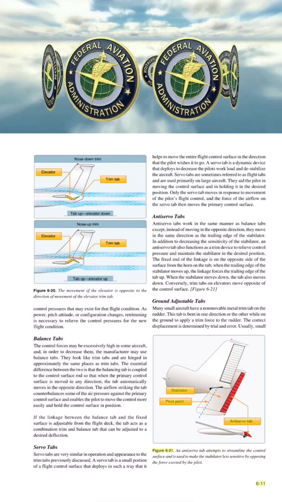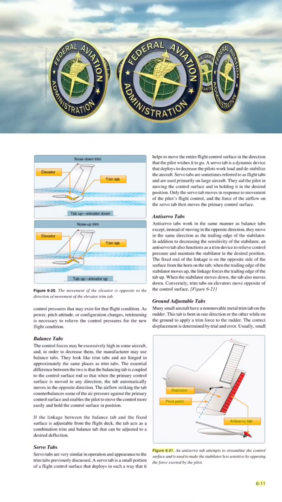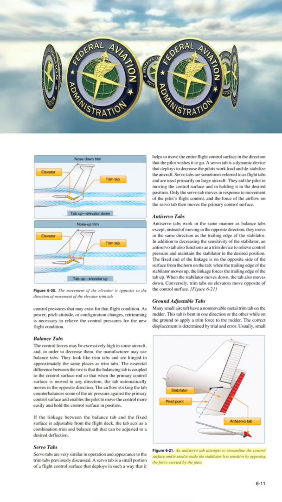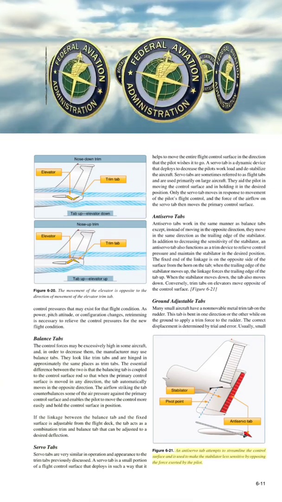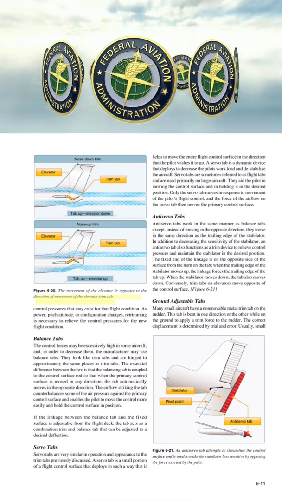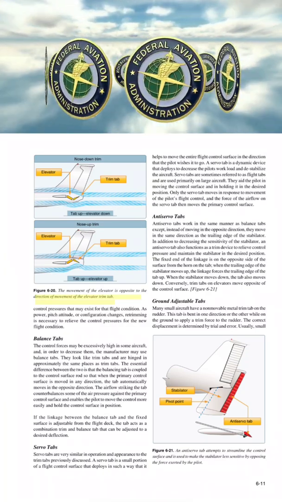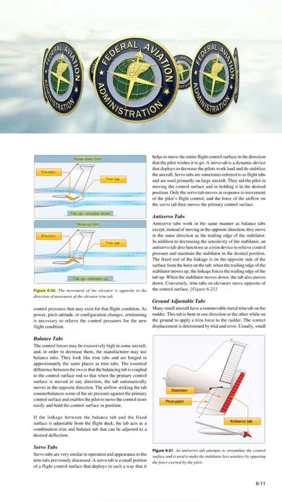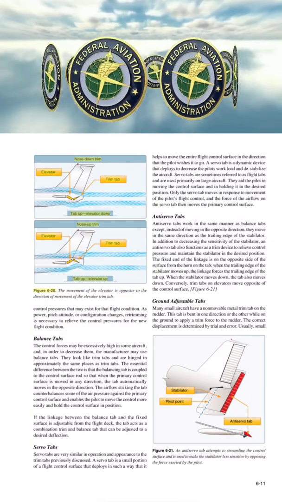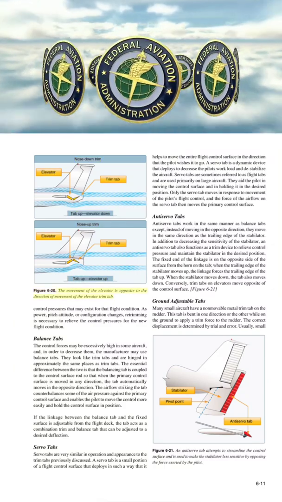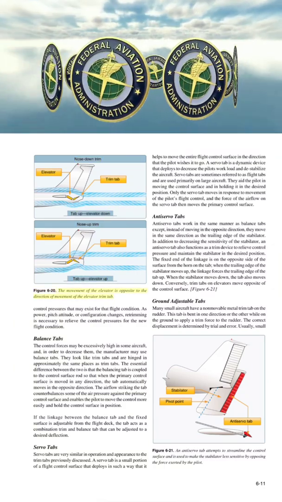Figure 6-11, pivot point, stabilator, anti-servo tab. Figure 6-21. An anti-servo tab attempts to streamline the control surface and is used to make the stabilator less sensitive by opposing the force exerted by the pilot. Figure 5-16. The movement of the elevator is opposite to the direction of movement of the elevator trim tab. Nose down trim, nose up trim, trim tab, elevator tab, elevator tab up, elevator down, tab up, elevator up. Figure 6-20. The movement of the elevator is opposite to the direction of movement of the elevator trim tab.